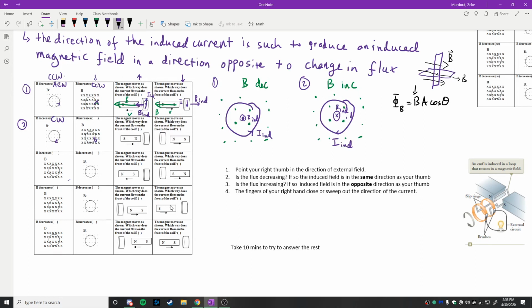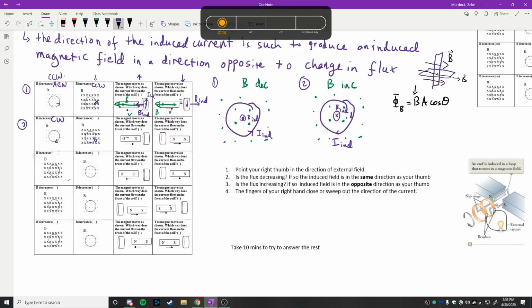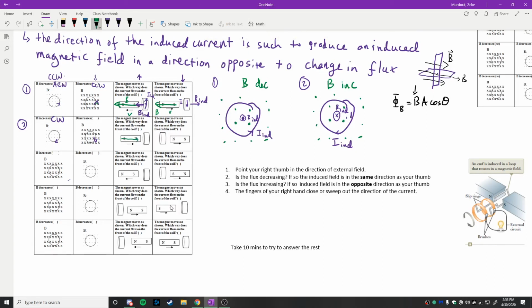For this one, the magnet moves as shown. This is your external field. I guess we're using green for that. So the external field now goes this way. It's going towards it, so the induced magnetic field has to go the other way. The only way for the induced magnetic field to go the opposite direction is for the current to flow this way. Right? Let's see, up. Yep. This is going to be the direction of the current.